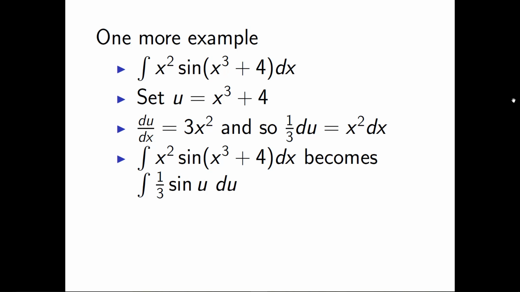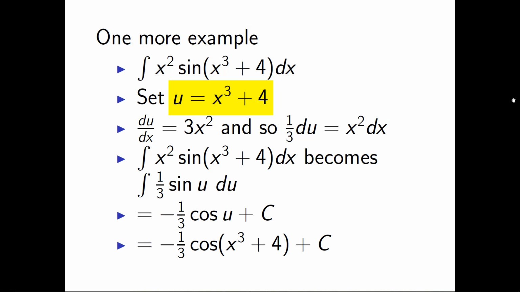Okay, so integrating 1/3 sine u du, we get negative 1/3 cosine u, and again with the constant of integration. And then we have that very last step, we have to resubstitute the u back in again. So we get negative 1/3 cosine of x cubed plus 4, and then plus c. Again, that wasn't bad. We can always check if we wish by differentiating back again.